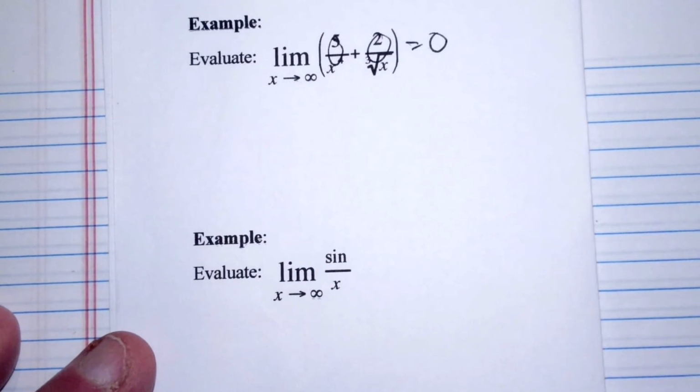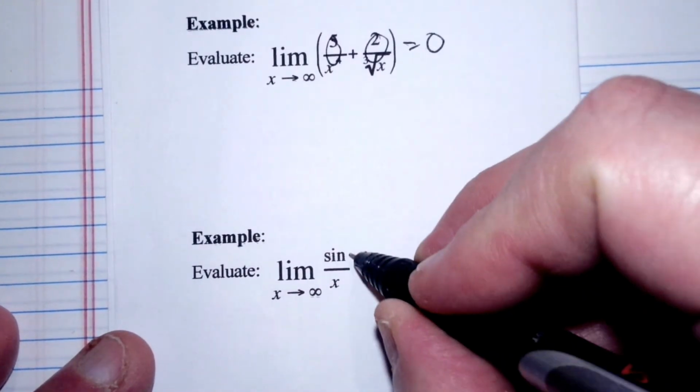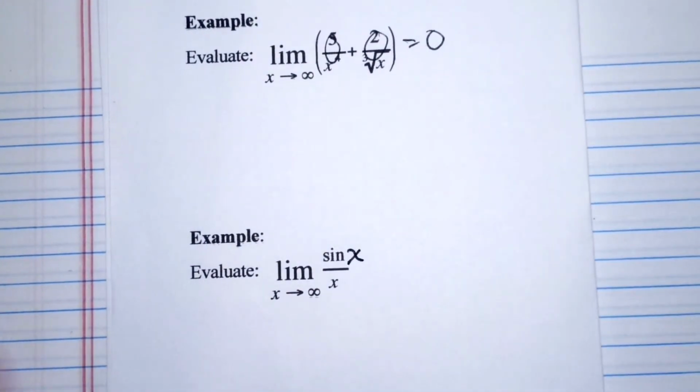How about this one? The limit, I need to make a little bit of correction here. The limit as x tends to infinity of sine of x over x. Now, you may be thinking, we've seen that before. The answer is 1. Almost. What we were looking at before was the limit of sine x over x as x tends to 0. And this is a different matter.